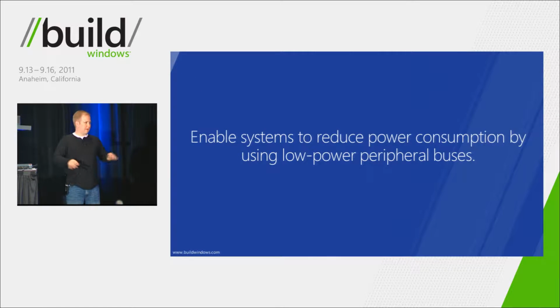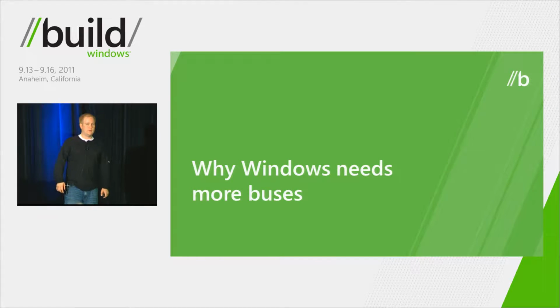So why we're all here and what we're trying to do for Windows 8, and what I expect many of you are here to learn, is how we can enable systems to reduce power consumption by using low-power peripheral buses. This topic is going to be familiar to you if you've ever worked building phones or tablets. And we've added support in Windows 8 because we're trying to lower power consumption. So, why Windows needs more buses.